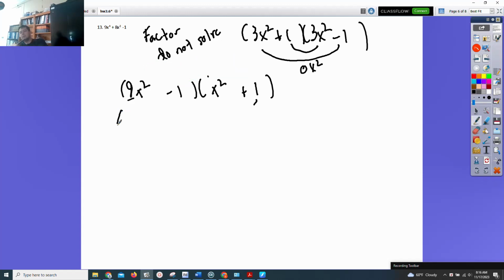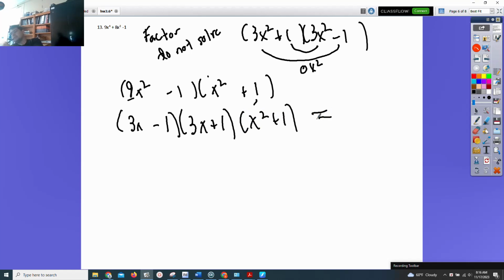9x squared minus 1 factors as 3x minus 1. Sorry, it's not a perfect square, it's a difference of two squares. And 3x plus 1. And then, of course, you have x squared plus 1. Now, this is legit good enough.